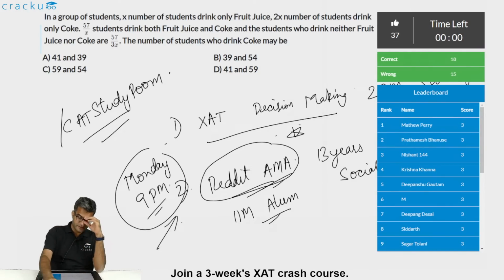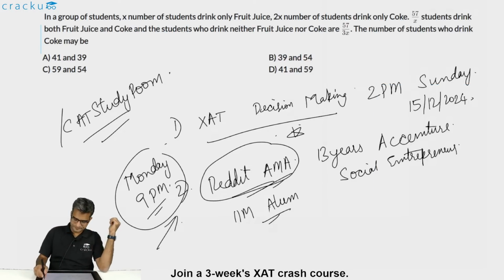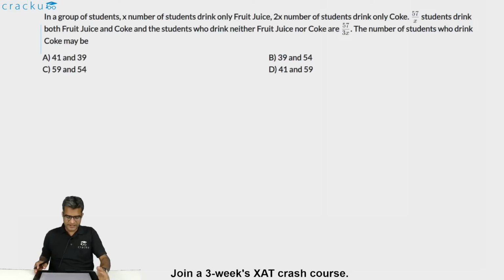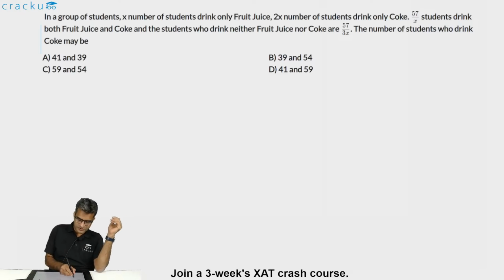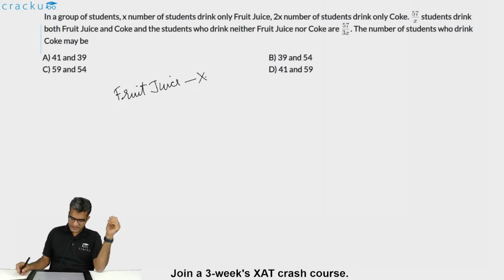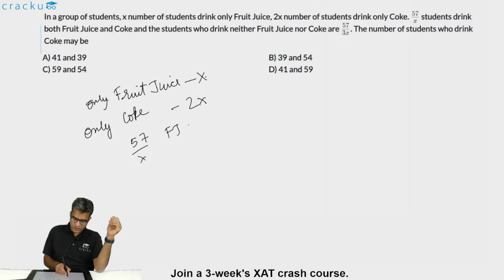Okay, let us solve this question. In this question, we are told that there are X number of students who drink only fruit juice. So only fruit juice is drunk by X students, and only Coke is drunk by 2X people. 57 by X drink both fruit juice and Coke, and those who drink neither is 57 by 3X.